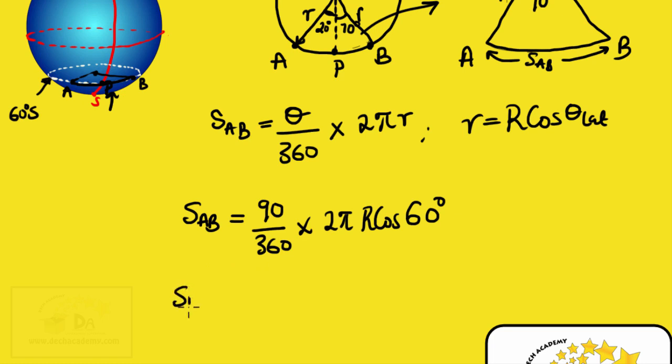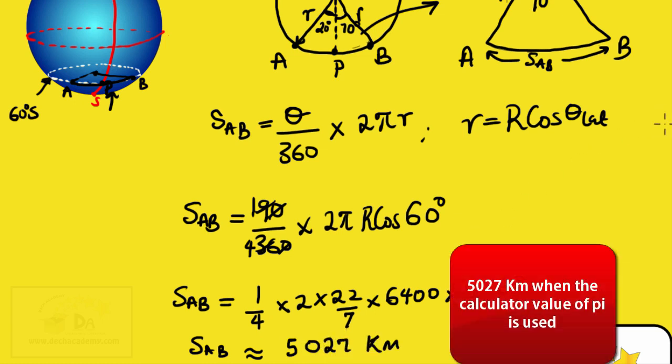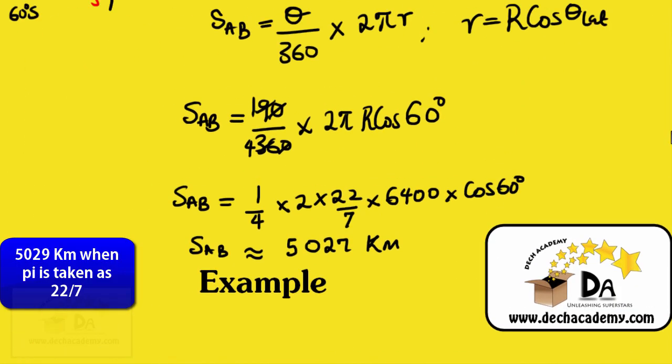So you can simplify this, because this means the distance traveled is given by 9 here 1, 9 here 4, so that's 1 over 4 times 2 times pi, which is 22 over 7, times big R, 6,400 kilometers, times the cosine of 60, which you know is half, 1 over 2. Simplifying this using a calculator gives that the distance is approximately 5,027 kilometers. So that's question 1 done. Why is it kilometers?